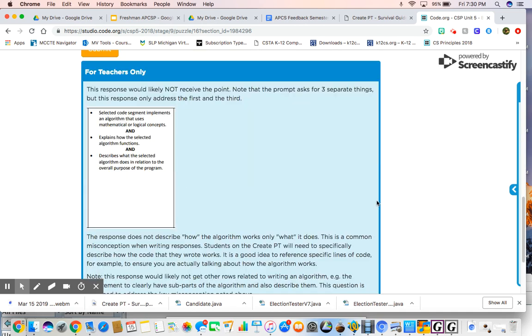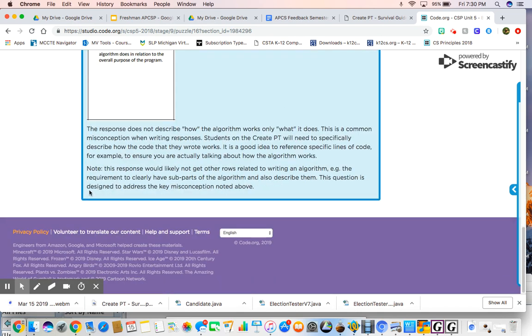Now, for a solution, this response would likely not receive the point. Note that the prompt asks for 3 separate things, but this response only addresses the first and the third. We never really learn how the algorithm functions. This response does not describe how the algorithm works, only what it does. This is a common misconception when writing responses. Students on the Create Performance task will need to specifically describe how the code that they wrote works. It is a good idea to reference specific lines of code, for example, to ensure you are actually talking about how the algorithm works.